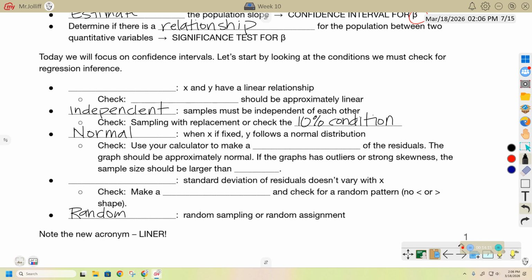When x is fixed, y follows a normal distribution. Meaning for any given height, the shoe sizes are normally distributed. That's a little weird. We check that by using our calculator to make a histogram of the residuals.